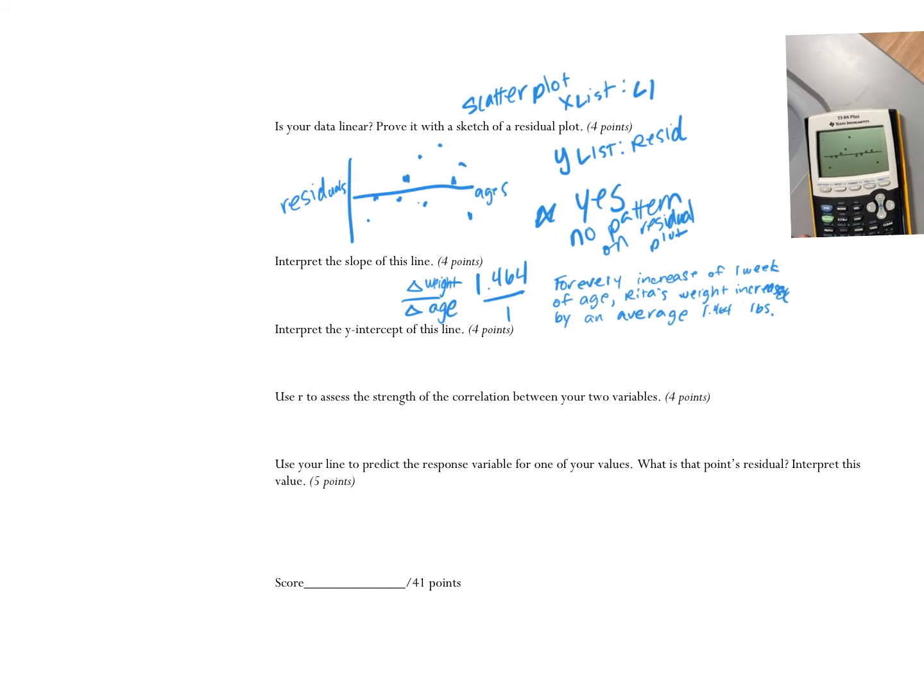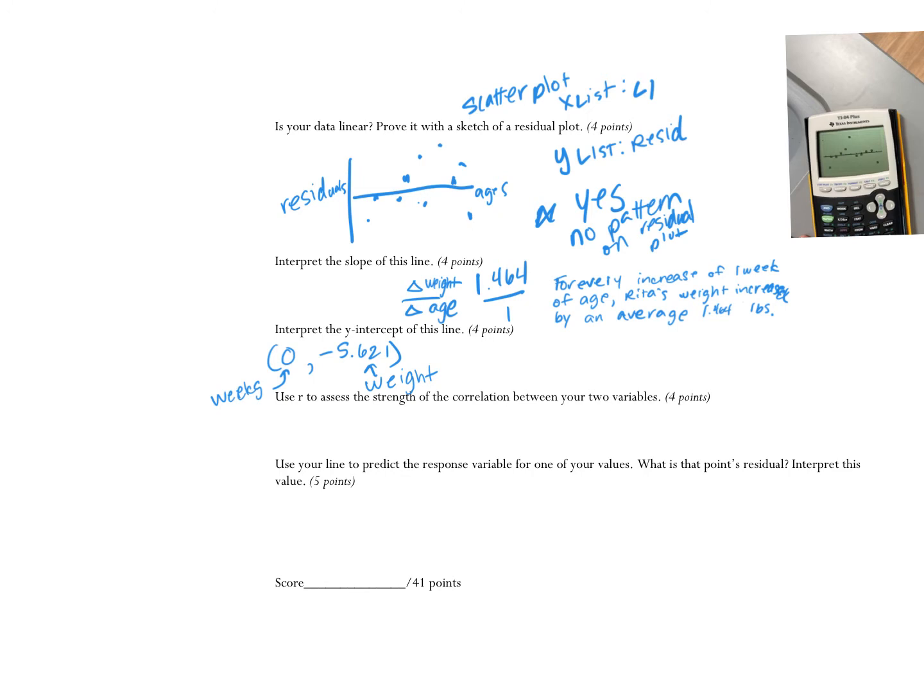What's the y-intercept? -5.621. Okay, and remember, guys, in order for it to be a y-intercept, its x-coordinate is 0. So this is saying at 0 weeks, she weighed negative 5.621 pounds. Obviously, that's not true. You'd have to weigh her down so she didn't float away.